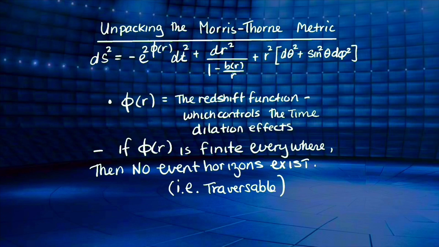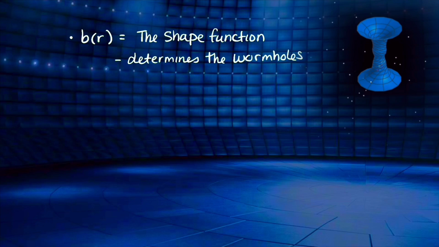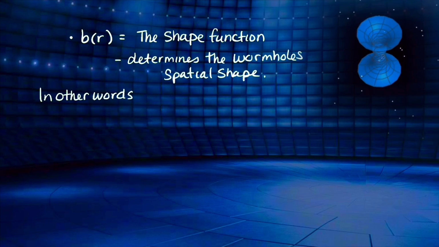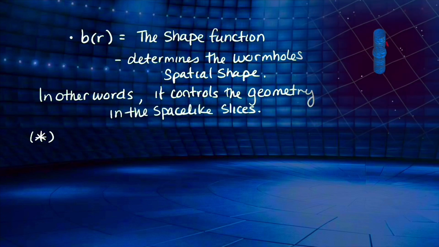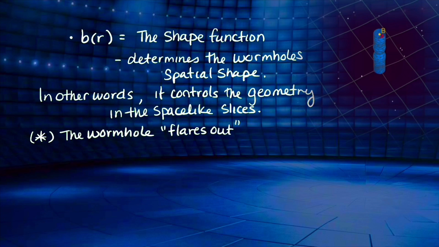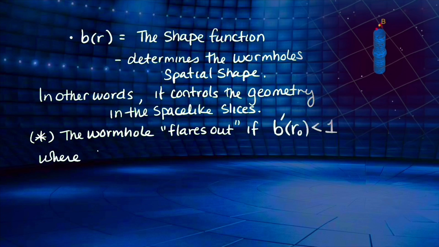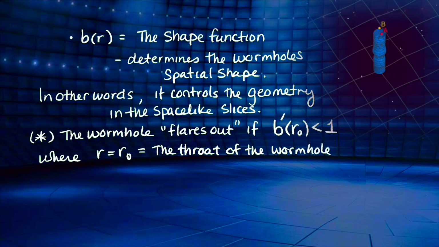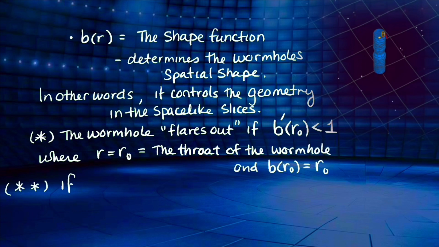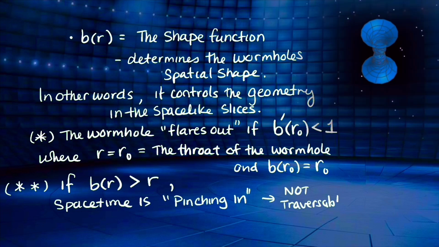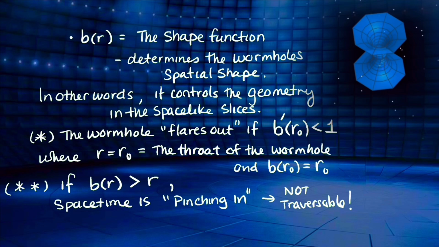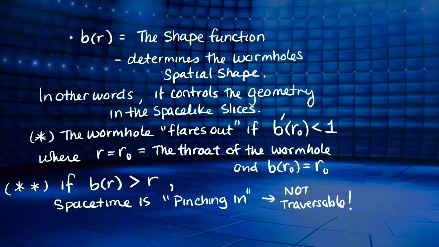The other function that we look at in the Morris-Thorne metric is the shape function. B of r is the shape function that determines the wormhole's spatial shape. In other words, it controls the geometry in the space-like slices. The wormhole will flare out if the derivative at the throat is less than 1. And where r is equal to the throat, b of r is equal to r sub 0. If the shape is greater than r, then space-time would be pinching in and thus not be traversable.